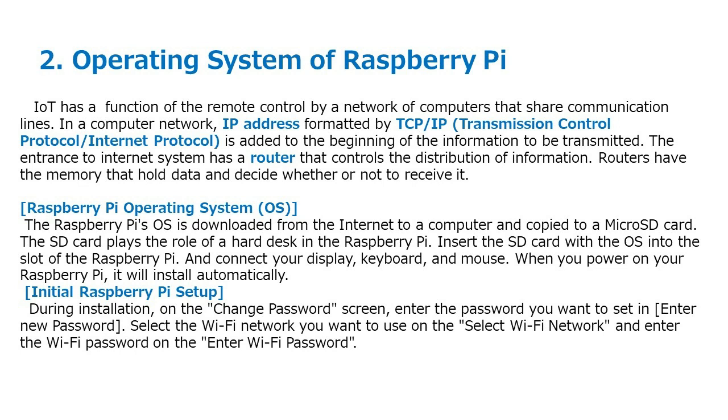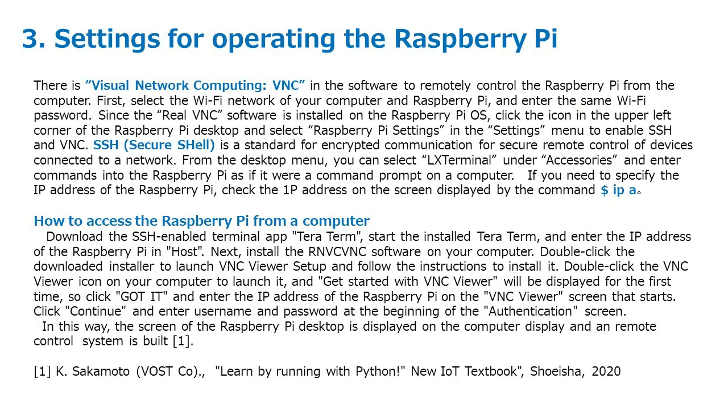Initial Raspberry Pi setup. During installation, on the Change Password screen, enter the new password you want to set. Select the Wi-Fi network you want to use on the Select Wi-Fi Network screen, and enter the Wi-Fi password on the Enter Wi-Fi Password screen. Settings for operating the Raspberry Pi. There is Virtual Network Computing, VNC, in the software to remotely control the Raspberry Pi from the computer.